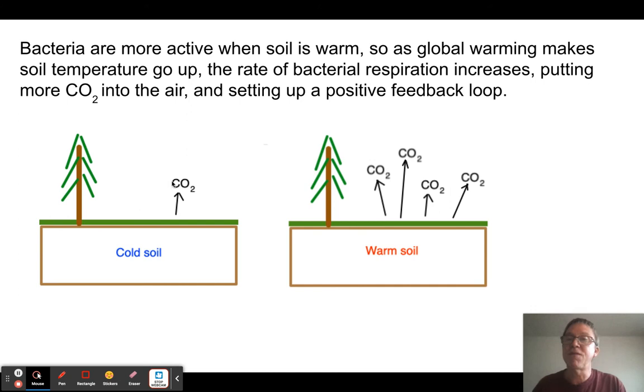So cold soil gives off a small amount of carbon dioxide. Warm soil gives off a lot. So I imagine you can see another positive feedback loop, right? As the air gets warmer, the soil gets warmer. As the soil gets warmer, the bacteria grow faster, they respire more and add more carbon dioxide. And keep in mind, this is the second largest source of carbon dioxide on the planet, so it's significant.